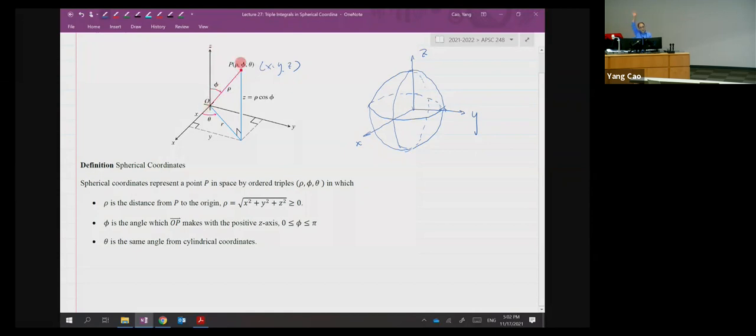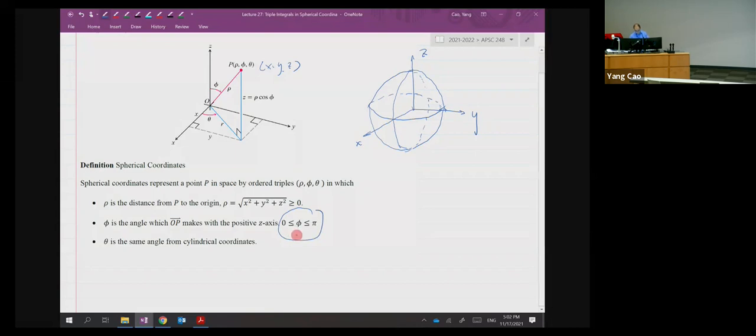This is your z-axis, and this is your OP. The range of phi is 0 to pi. If OP aligns with the z-axis, then phi is 0 degrees, and when it's at the bottom here, that's pi. So your phi angle should not be more than pi and should not be less than 0. This is your range for phi.